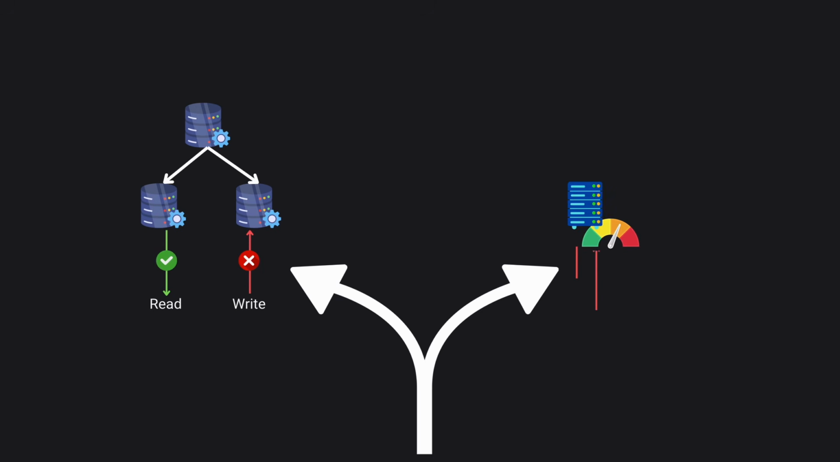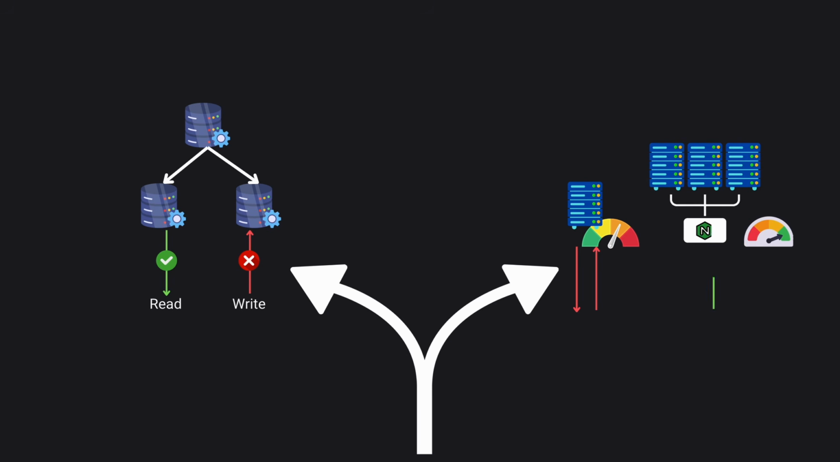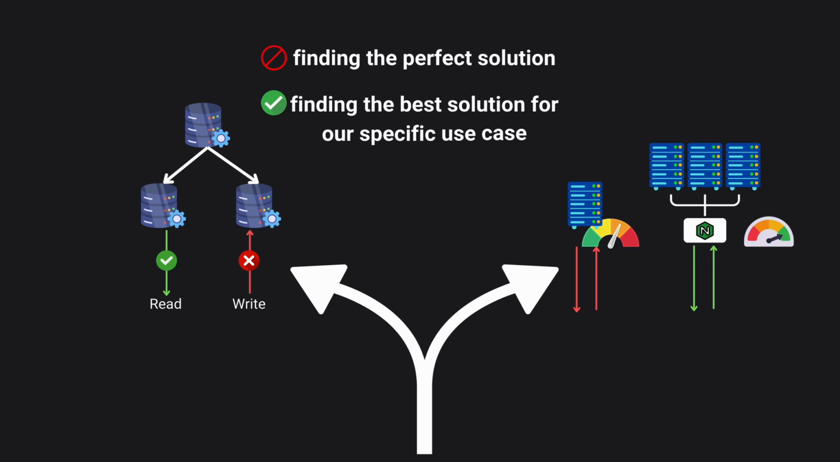Or in order to gain performance, we might have to sacrifice a bit of complexity. So it's not about finding the perfect solution, it's about finding the best solution for our specific use case. And that means making informed decisions about where we can afford to compromise.